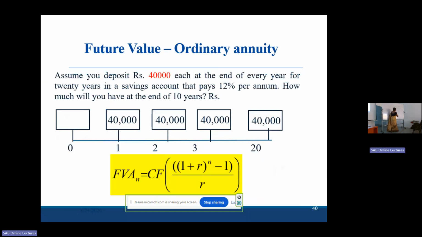So this is what we call the future value interest factor for a given r and given period: (1 plus r) to the power n minus 1, divided by r. This part we term as the future value interest factor annuity.